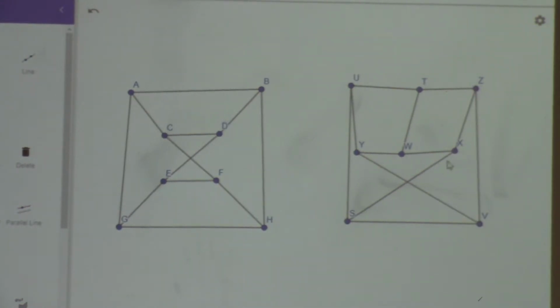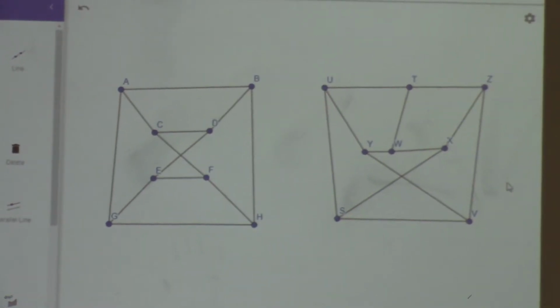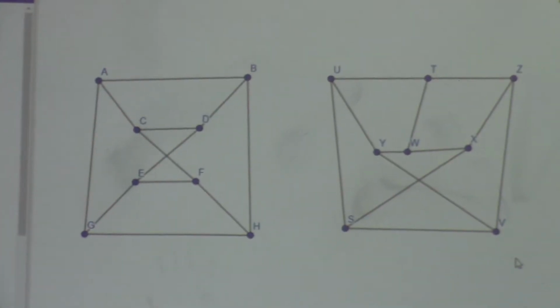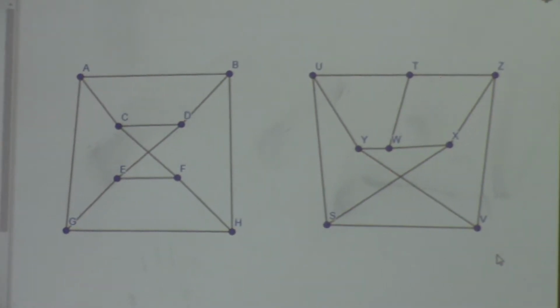Okay, so what did we discuss last class? What does one do when presented with the task, are these two graphs isomorphic? Step one, do these graphs have the same number of vertices? Yes, 8. Good, do these graphs have the same number of edges?